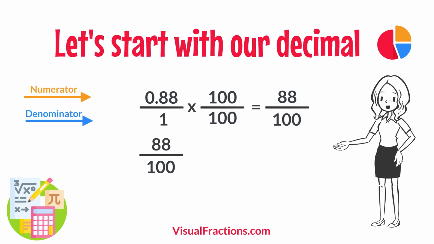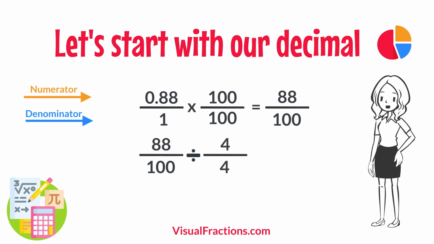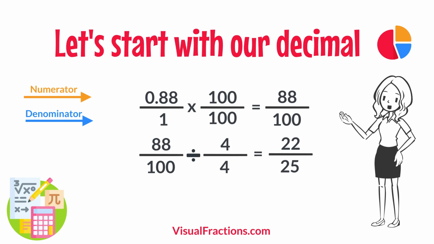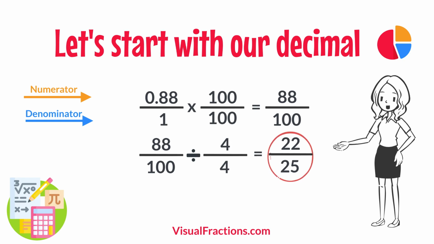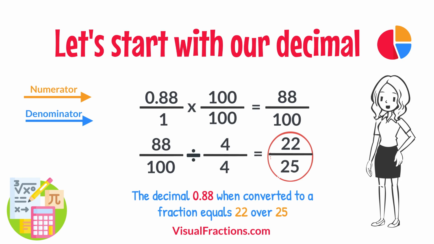Next, we simplify. Both the numerator and the denominator in 88 100ths are divisible by 4, the greatest common divisor. Divide 88 by 4 to get 22, and divide 100 by 4 to get 25. So, 88 100ths simplifies neatly to 22 25ths. And there you have it. The decimal 0.88 when converted to a fraction equals 22 25ths.